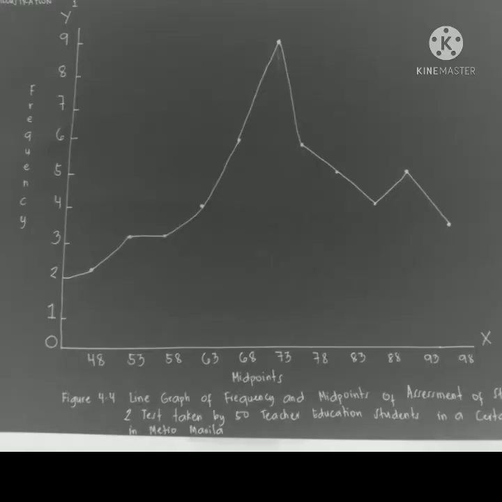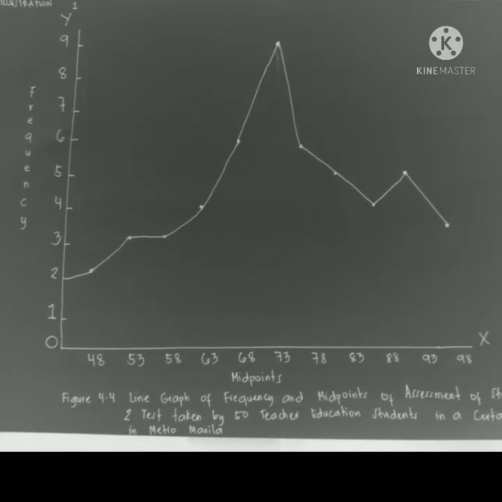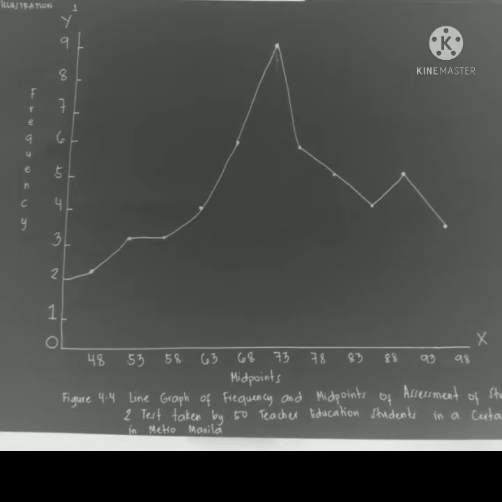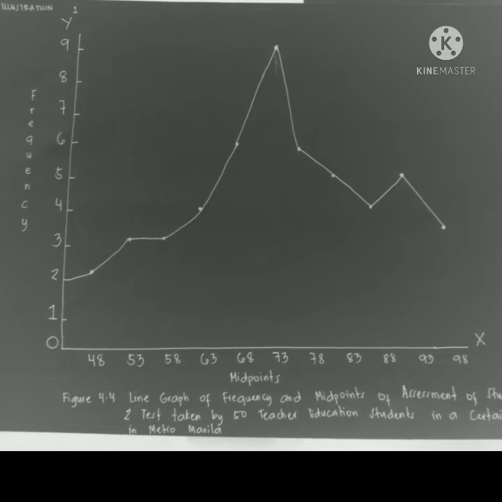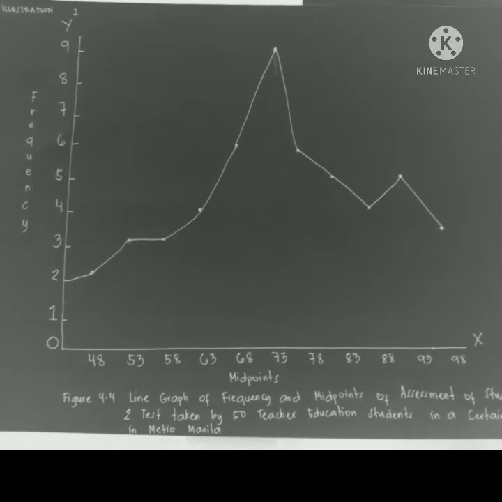So this is the illustration, figure 4.4, which is a line graph of frequency and midpoints of assessment of student learning to test taken by 50 teacher education students in a certain university in Metro Manila. So this is illustration 1, figure 4.4. As you can see on the vertical line, you will see the y-axis, the frequency. It starts from the number 0 to 9.